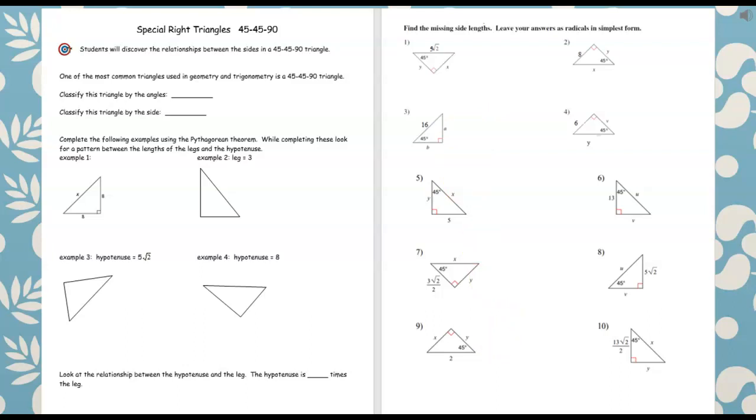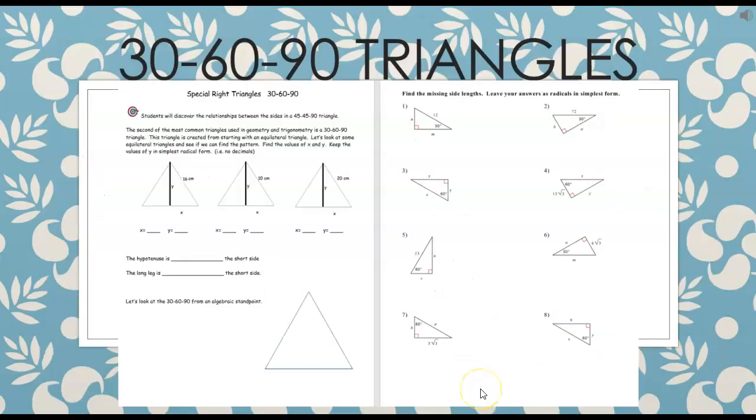I find in my own classroom, if we can initially start with all of those that are similar, like the leg getting to the hypotenuse, and then going to the second set from the hypotenuse back to the leg, often is successful. My next mini lesson for the students would be on 30, 60, 90 triangles.